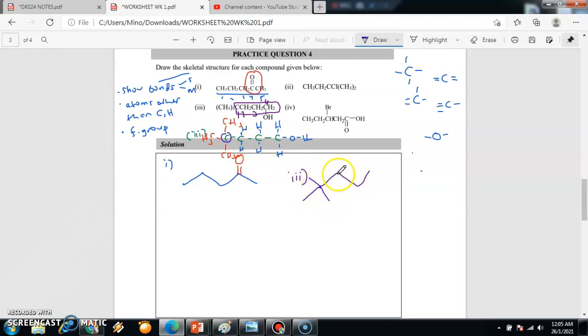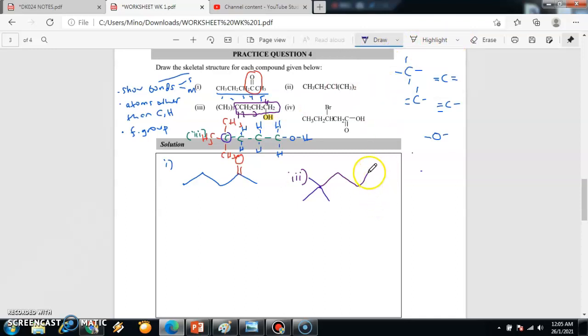Okay, carbon yang kedua, carbon yang ketiga ada hanya hydrogen. Okay, karbon yang kedua, 2 hidrogen. Karbon yang ketiga, 2 hidrogen. Karbon yang keempat. So, ini karbon yang keempat pun sama juga. Ada 2 hidrogen. Tapi, okay, at the fourth carbon ni ada juga OH. Okay, OH ni adalah functional group. So, functional group ni kita kena tunjuk.